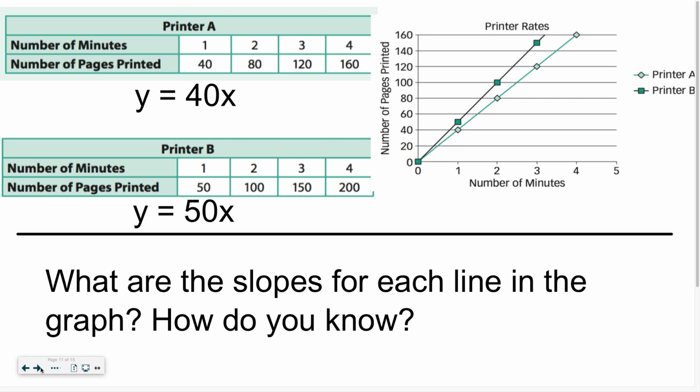And then how about the second one? The second scenario. What's the slope? If it's the same thing as the unit rate and the constant of proportionality, what would the value be for the second scenario? Increasing by 50. Yeah, for every 1 minute, we're increasing by 50 pages. Perfect. It's the unit rate.